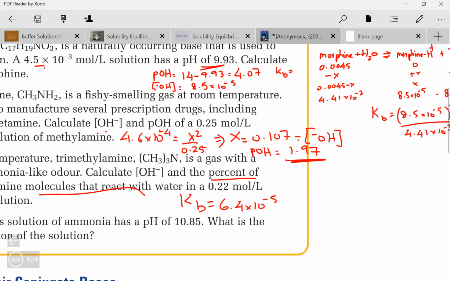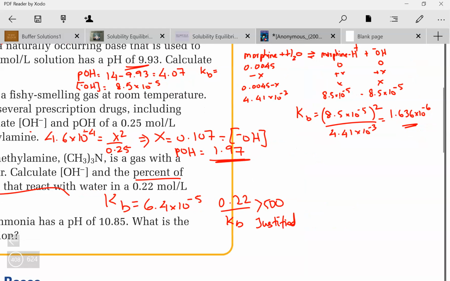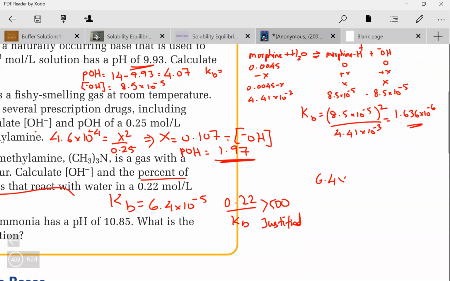Back of the textbook. So now I'm going to do 0.22 divided by Kb greater than 500, justified. So right away I can say 6.4 times 10 to the power of negative 5 equals x squared divided by 0.22. X equals OH minus concentration equals 6.4 times 10 to the power of negative 5 times 0.22, take the square root. 3.75 times 10 to the power of negative 3, which is OH minus concentration.